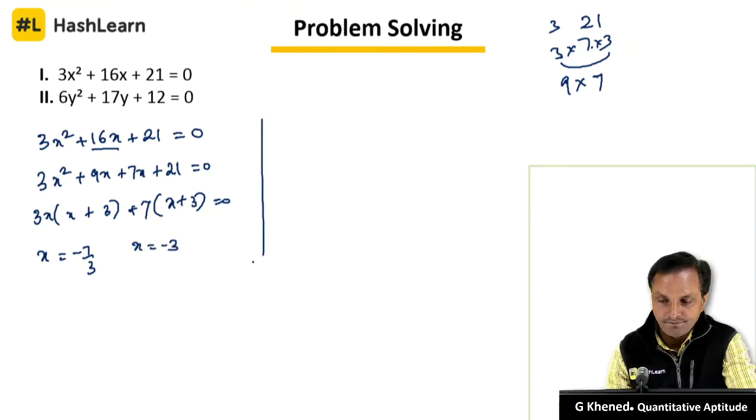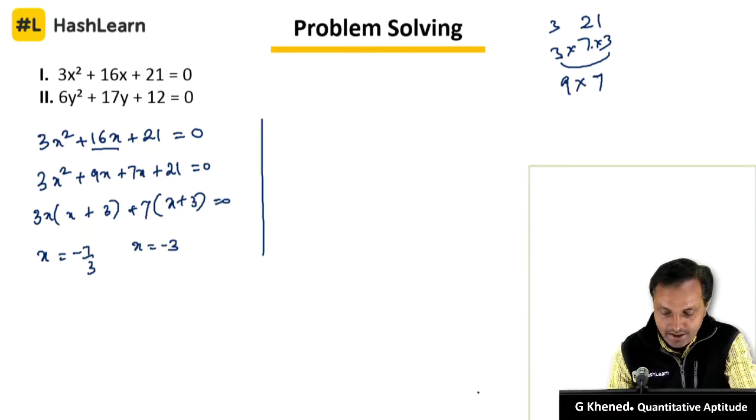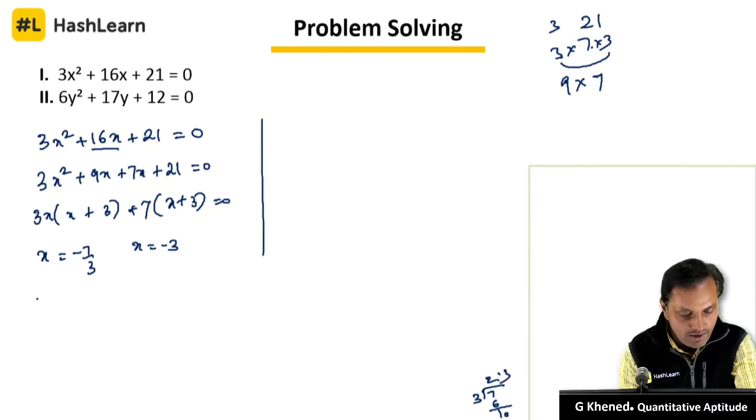Similarly, what is 7 by 3? You can divide. 3 2s are 6, 3 3s are 9. It will be minus 2.3.